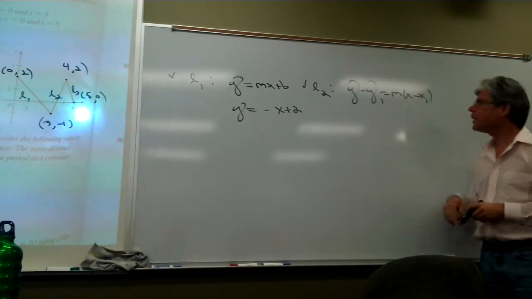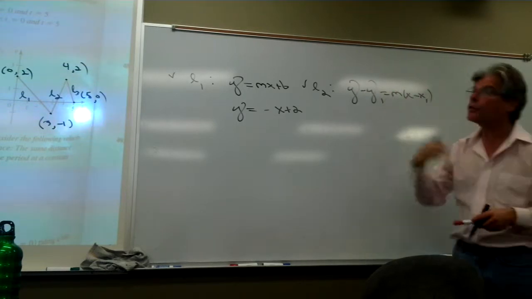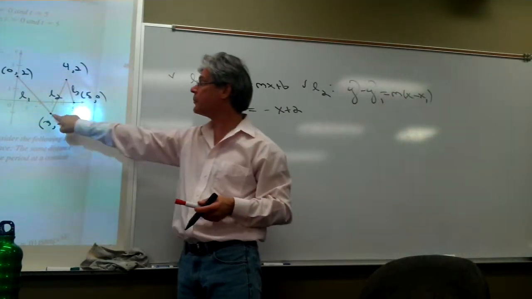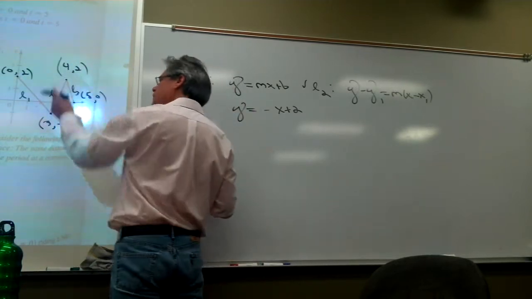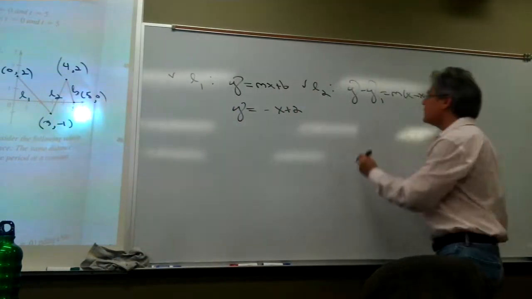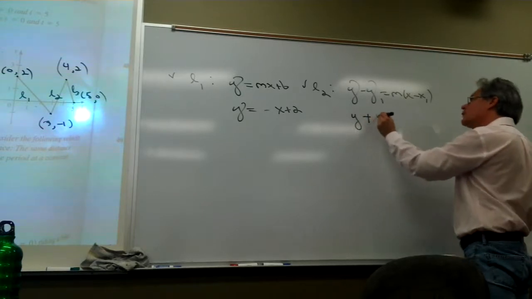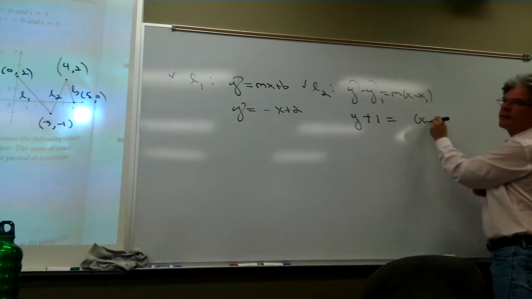Let's do it. I think x1 and y1 are merely the coordinates of some known point on the line. Oh, look at that. There's a known point on the line L2. Or I could have chosen that one. It doesn't make any difference. I choose this one. I see that y minus my -1 equals something times x minus my +3.